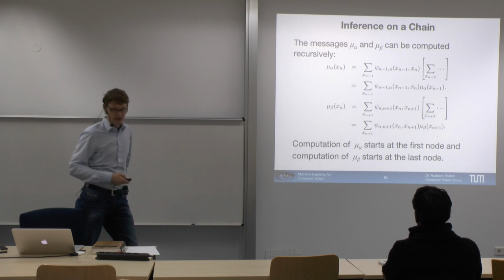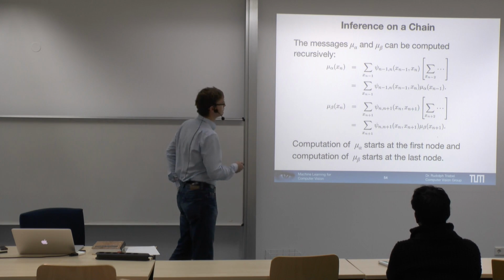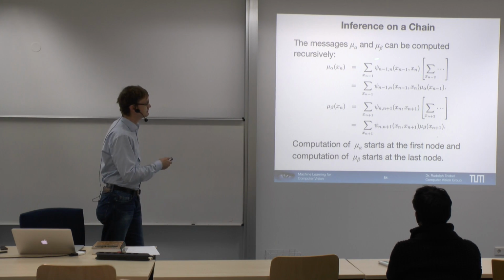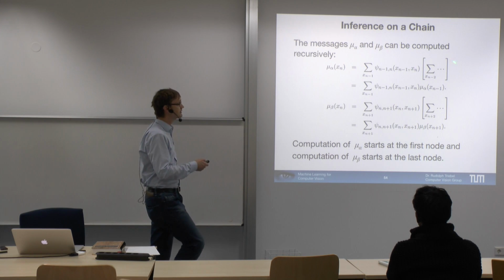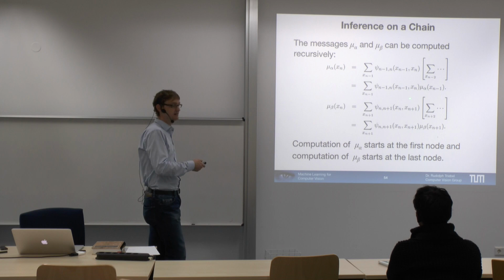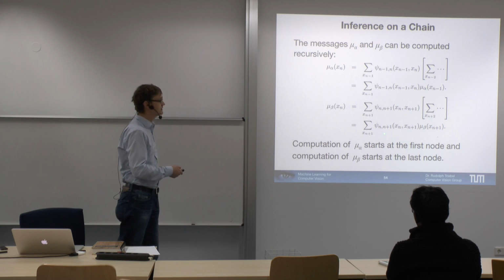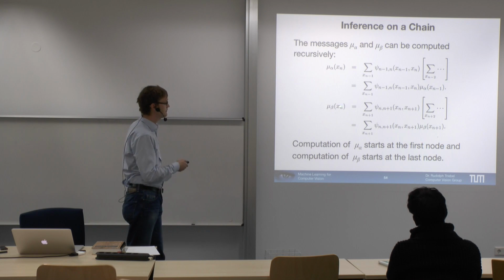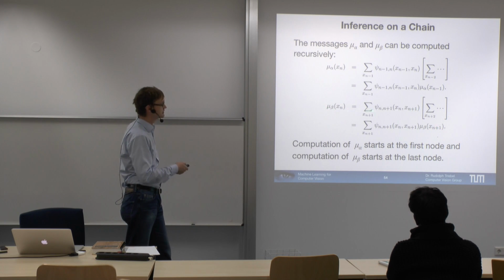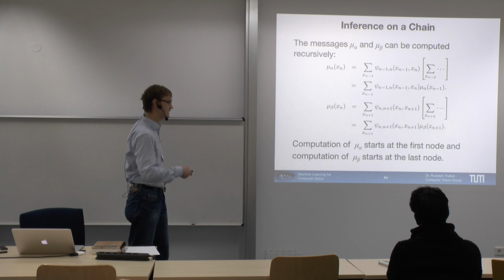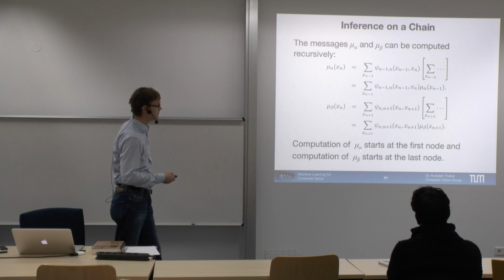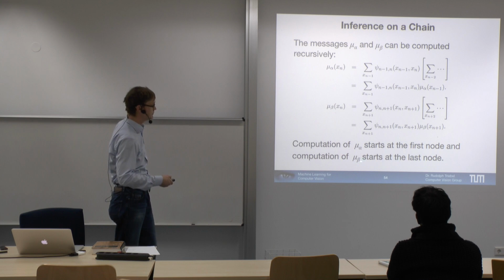So this gives us a very efficient algorithm to recursively compute these messages. This message mu alpha of xn can be written like this, where all the rest here is nothing else than the message that was computed before, right? The message that came before into that node, from xn minus 1. And the same is here for the next ones, from n plus 1 to n. The mu beta message is simply again a recursive formulation from the message that comes into the next node, xn plus 1. That means in general, the computation of mu alpha starts at the first node, and the computation of mu beta starts at the last node.